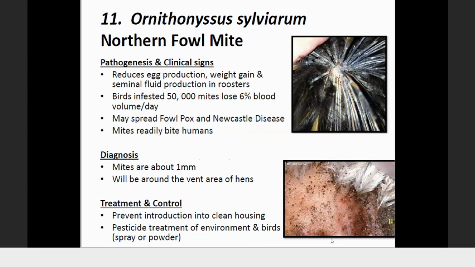For analysis, so you can reduce the egg production by eggs and food production in mucus and birds infested 50,000 mice lose 6% of blood volume a day and spread frogs and disease. Okay, and mice really bites human. Okay, diagnosis mice are 1 ml, the size of previous mice, and will be around 10 ml of hands. Okay, and treatment ventilation to the house, and then pesticide treatment of the environment also works. Okay, that's usually all together.